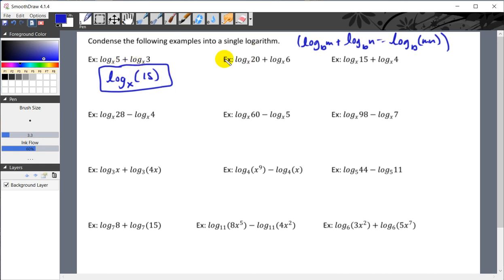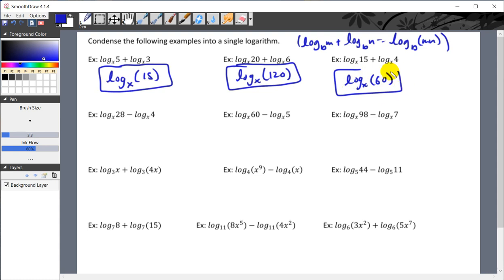This one, as you can see here, again, the bases are the same. So you just multiply 20 and 6. So log base x of 20 times 6. 20 times 6 is 120. Okay, same idea here, 15 times 4. Log base x of 15 times 4, and 15 times 4 is 60. Okay, that's all there is to it.